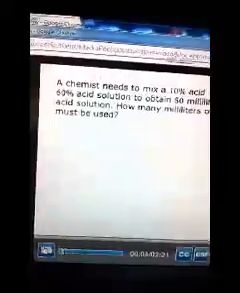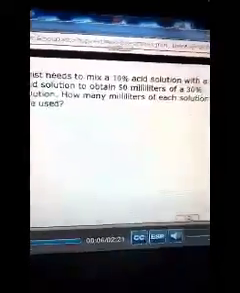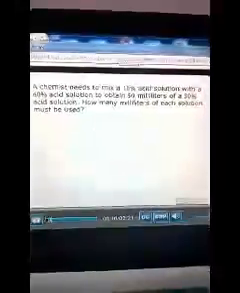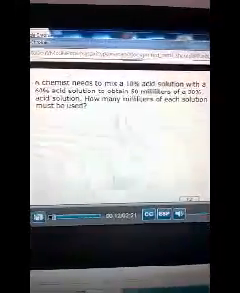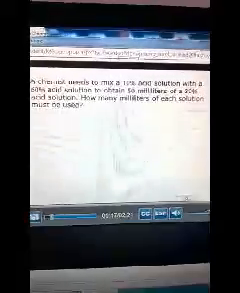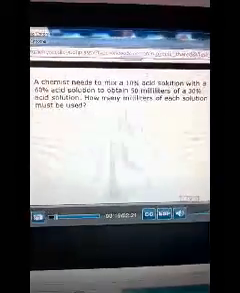A chemist needs to mix a 10% acid solution with a 60% acid solution to obtain 50 milliliters of a 30% acid solution. How many milliliters of each solution must be used? We have to write and solve a system of equations to answer this question.